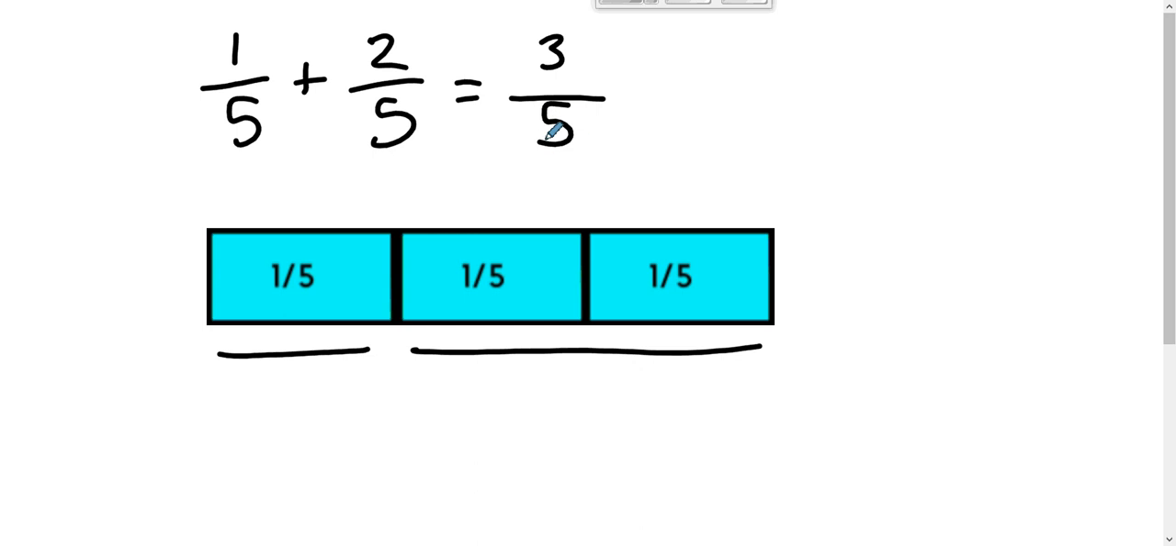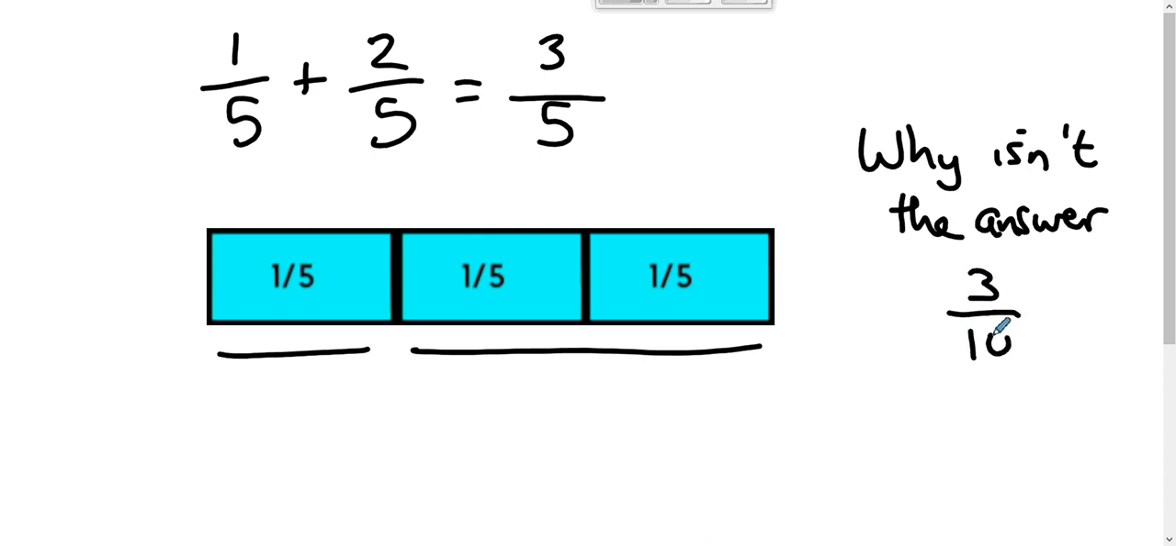You should think to yourself and be able to answer. Because 3/10 is the right wrong answer. We added the numerators, we added the denominators, we got 3/10. You should think about how you would explain to a small child why the answer is not 3/10. Why is the answer 3/5? Pause, hit the pause button, write down in your notebook, why isn't the answer 3/10? Why must it be 3/5?